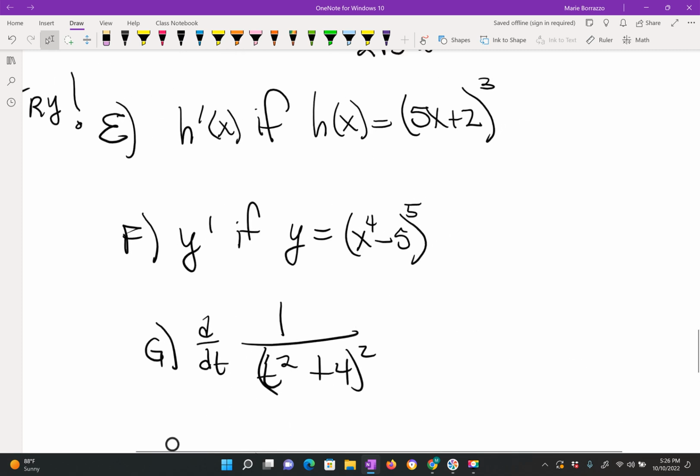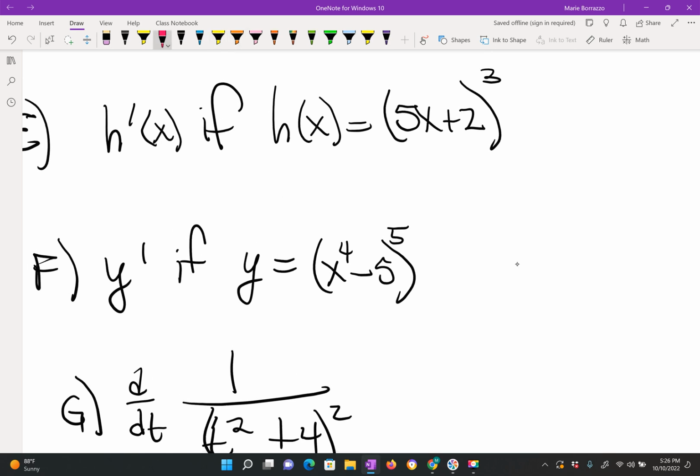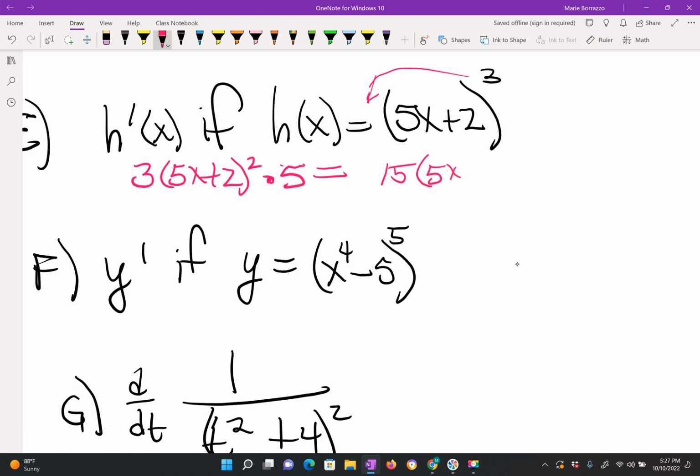Okay, let's look at the first one together. What am I doing here? Three times 5x plus 2 squared, times 5. And this results in 15 times 5x plus 2 squared. And that's your first derivative.